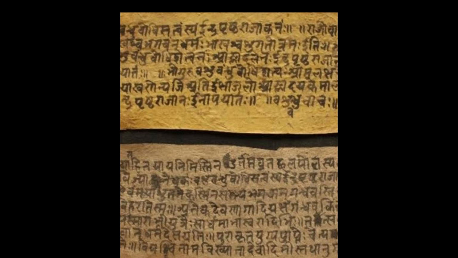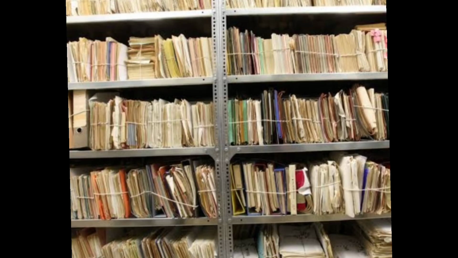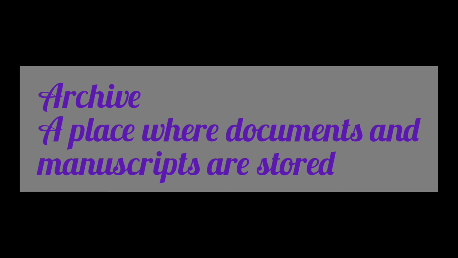Manuscripts were collected by wealthy people, rulers, monasteries, and temples. They were placed in libraries and archives. Archive: a place where documents and manuscripts are stored.